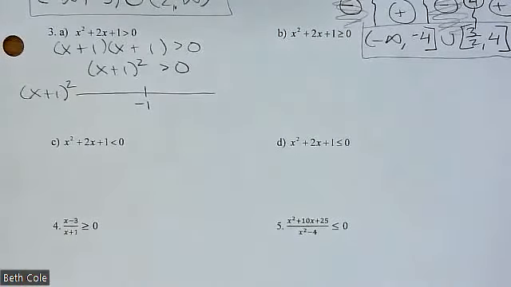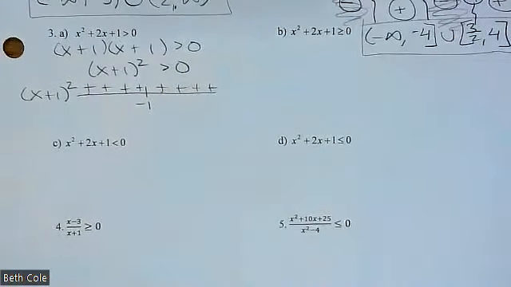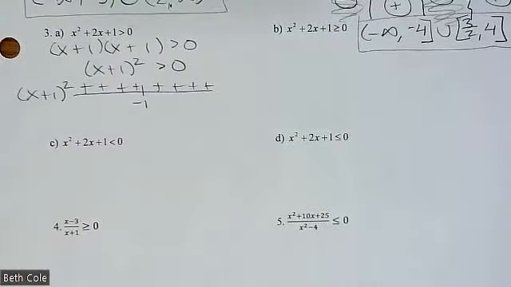When you square something, it is always positive. It is going to be positive the whole way across. When you square something, it is positive all the time. The only place it's not positive is at, what is it at, -1? Because it's not positive or negative, it's 0. Okay, so it's positive everywhere except specifically at that number.